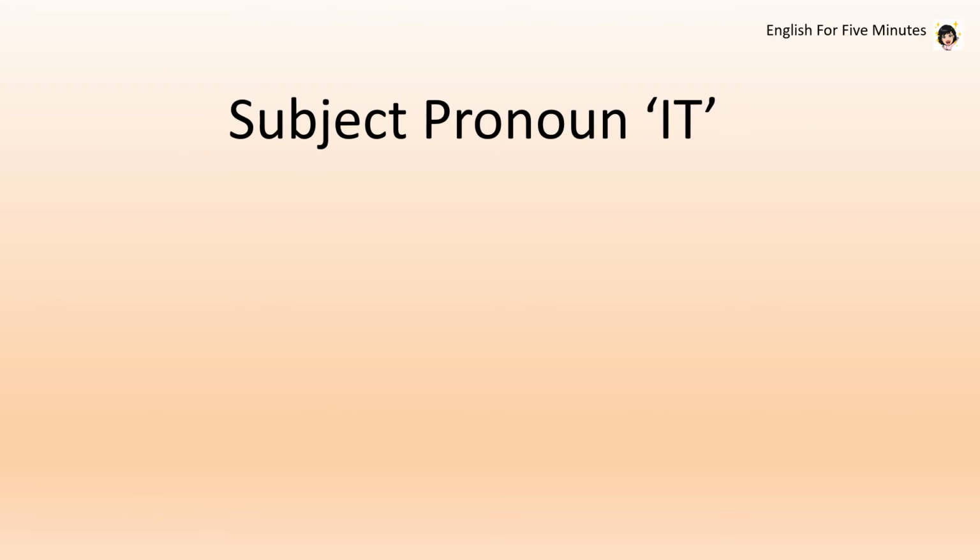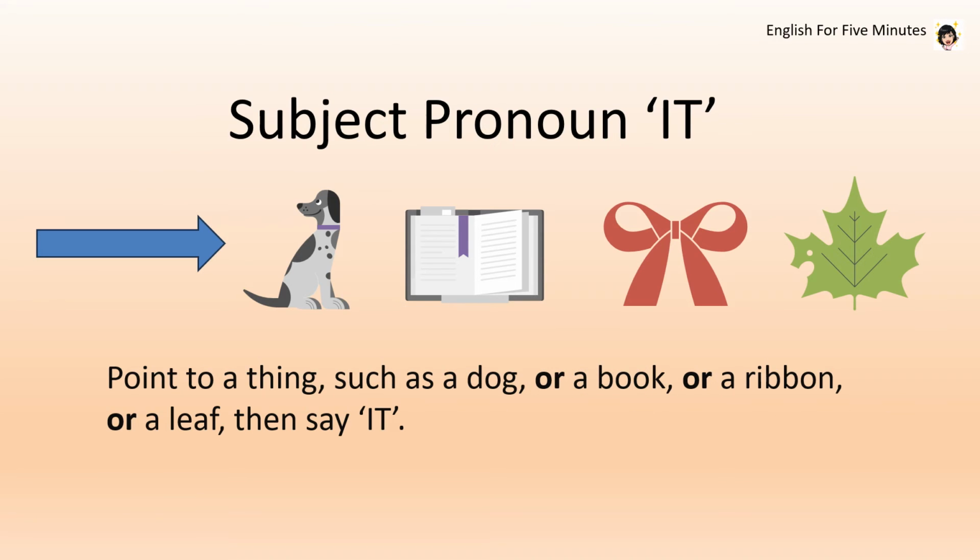Subject pronoun it. Now look around and point your finger to anything in front of you. If you see a table, just point to the table and say it. If you see a dog, point to the dog and say it. On the screen, I only gave you 4 examples, which are a dog, a book, a ribbon, and a leaf. Point to each of them and say it to a dog, it to a book, it to a ribbon, and it to a leaf.